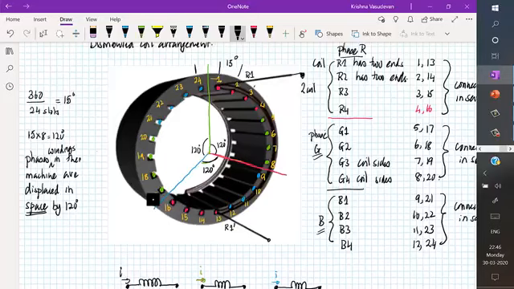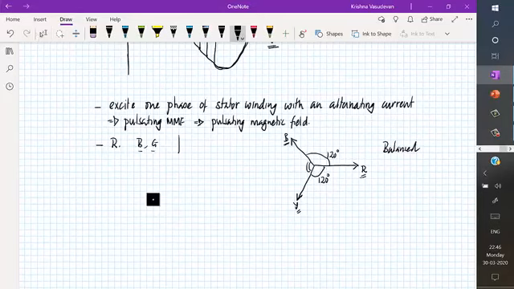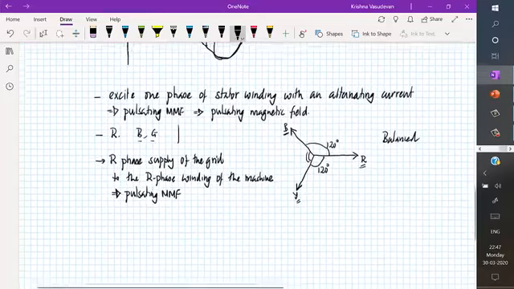So maybe it's a good idea to link up the phase that is phase shifted with respect to time and give it to a phase in the machine which is space separated by 120 degrees. Let's see what happens if we do that. So we are now looking at giving the R phase supply of the grid to the R phase winding of the machine, and we know that this is going to give rise to a pulsating MMF. We have already seen how that works.